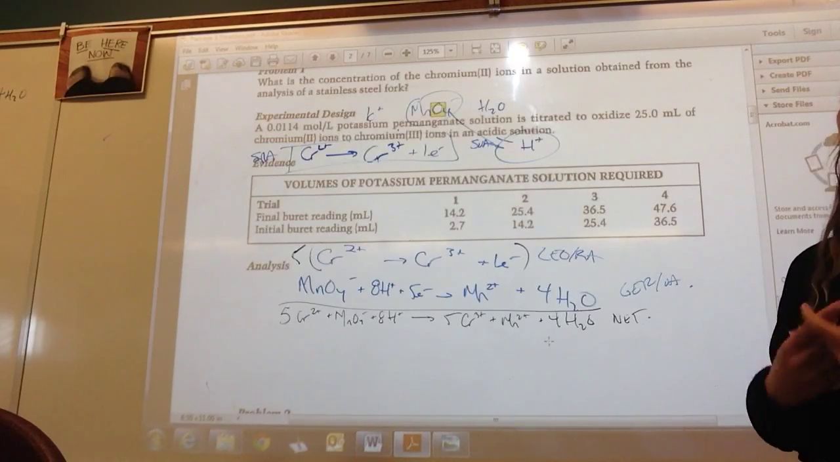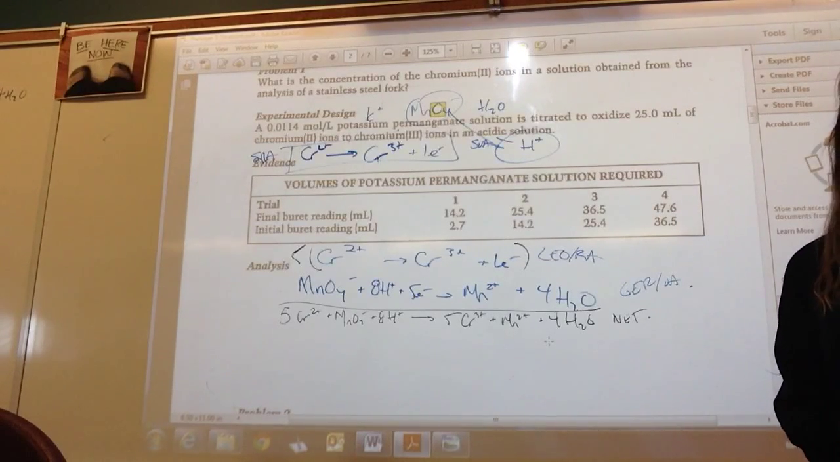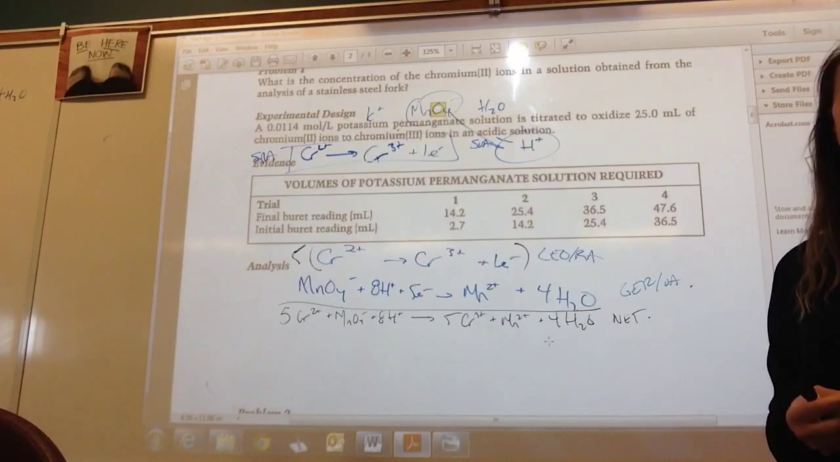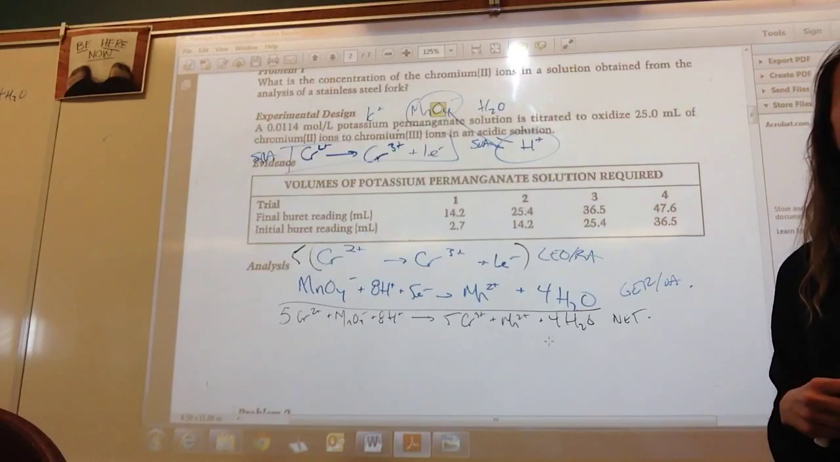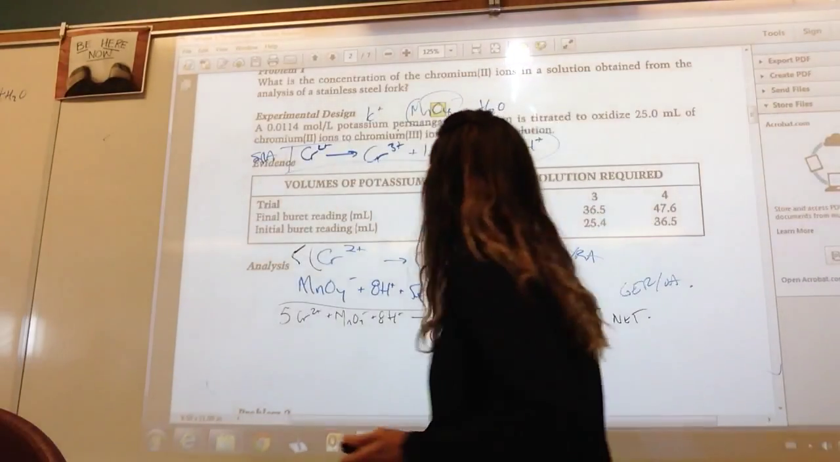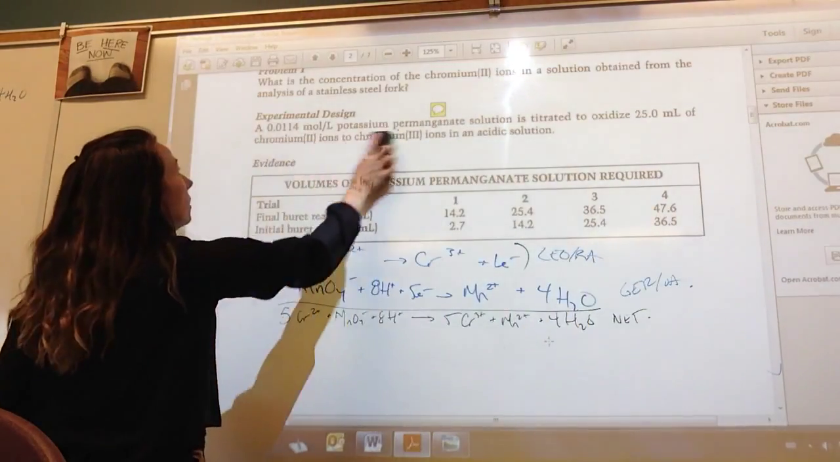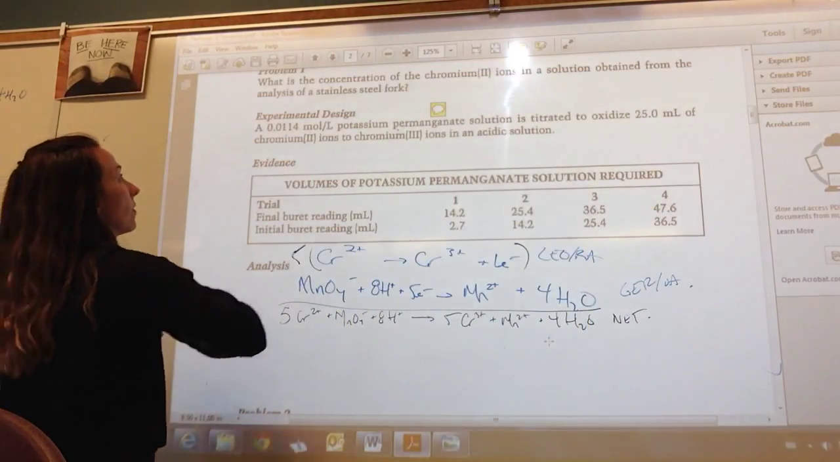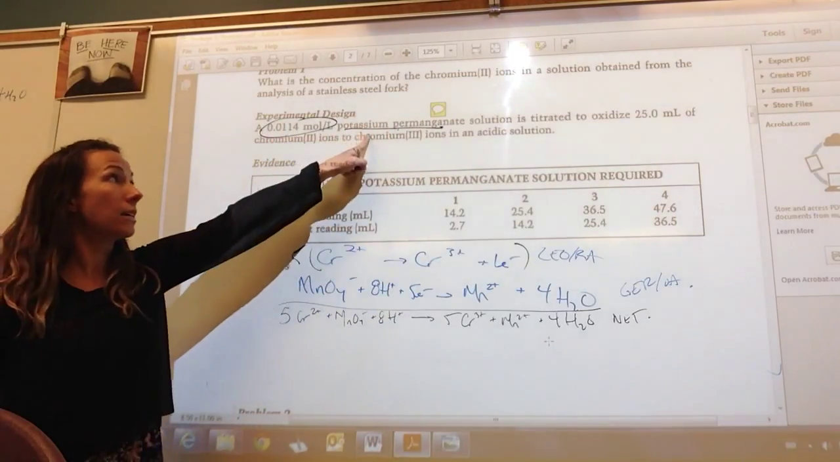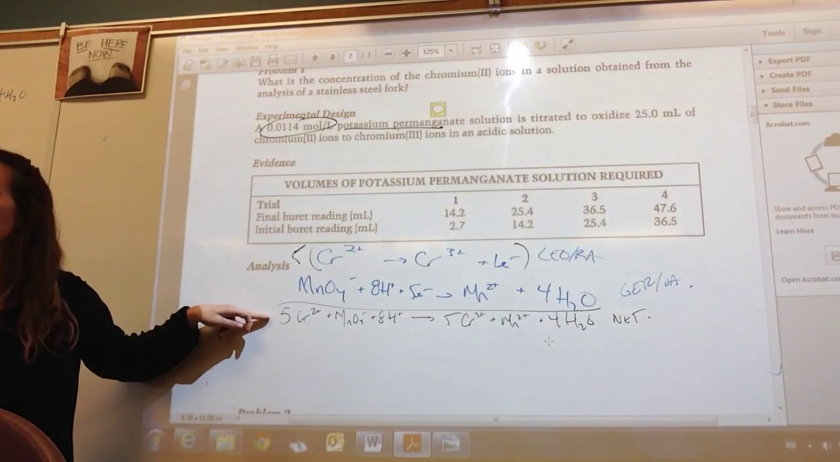Okay, now that I have my balanced chemical reaction, like I did in my warm-up, I'm now going to put my information underneath the columns. Right? So what information have I been given? I'm just going to erase all this stuff so that I can see it again. What information have been given? That this is the concentration of this. What does this have to do with this?